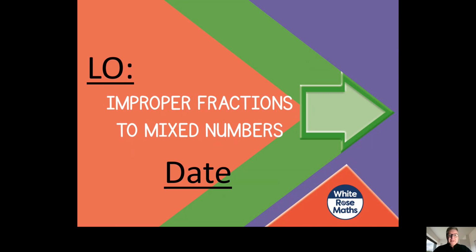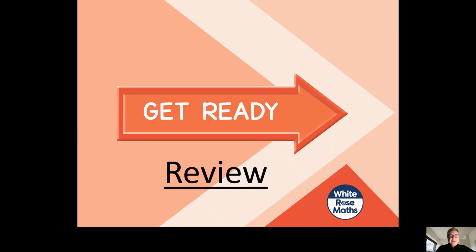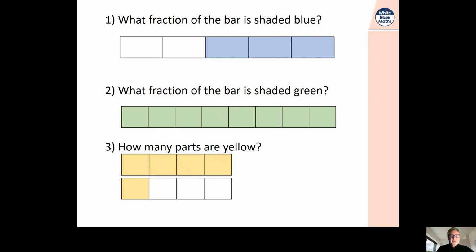I think you're going to really enjoy this, maybe a little bit of light relief after the demands of yesterday's lesson and simplifying fractions. Remember to write the learning objective and your date. The learning objective today is improper fractions to mixed numbers. So let's get ready and do a review. Pause the video and have a look at the review questions, work them out, make a note of your reasoning.